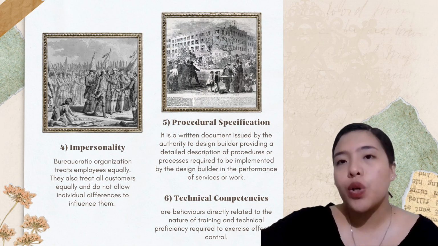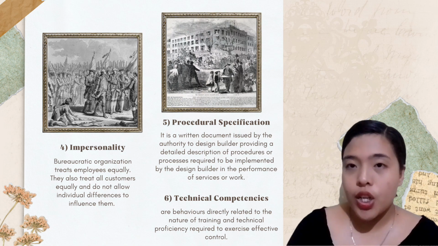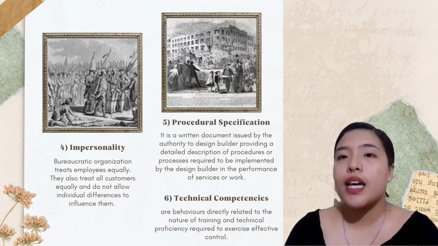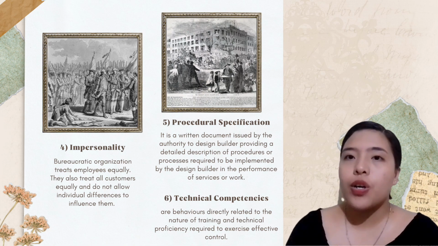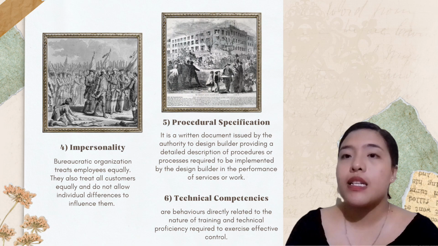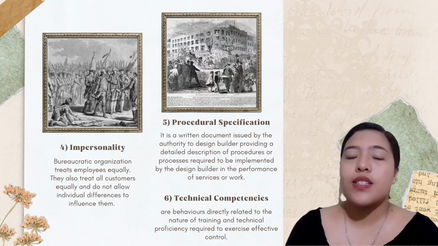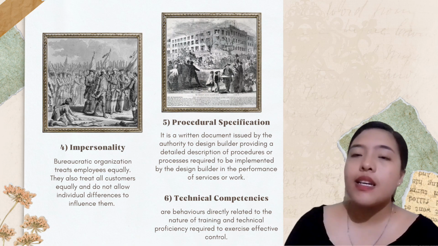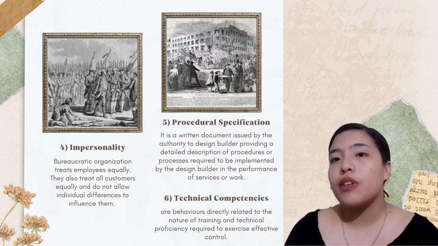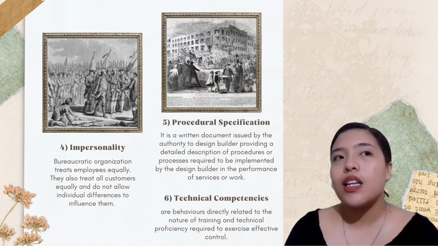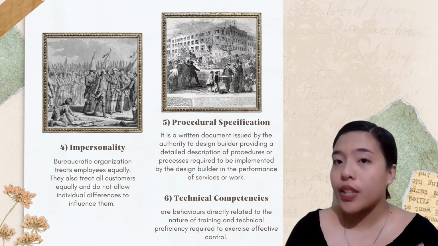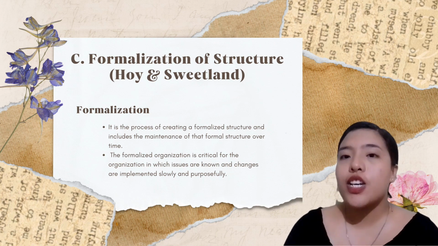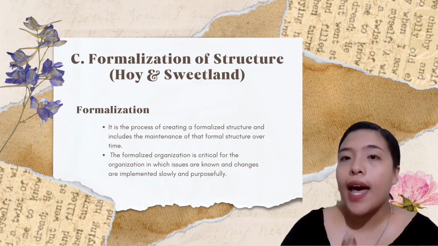And then the fifth one is what we call procedural specification. It is a written document issued by the authority to the design builder, providing a detailed description of procedures or processes required to be implemented by the design builder in the performance of services or work. And then the sixth one is technical competencies. Technical competencies are behaviors directly related to the nature of training and technical proficiency required to exercise effective control.